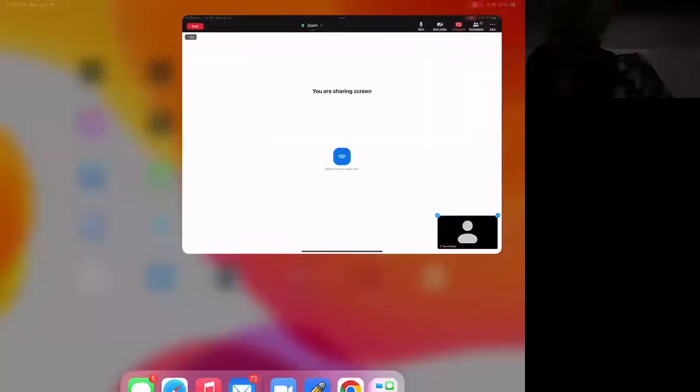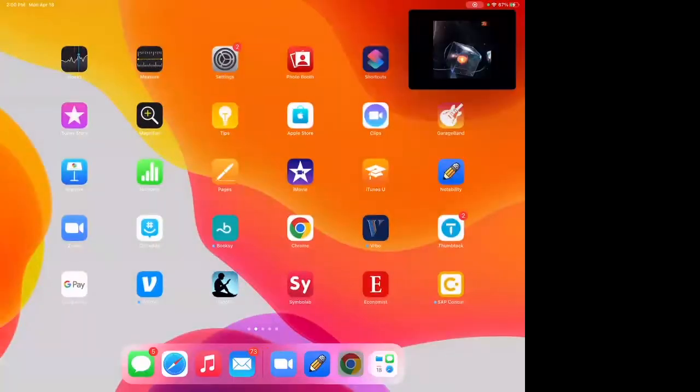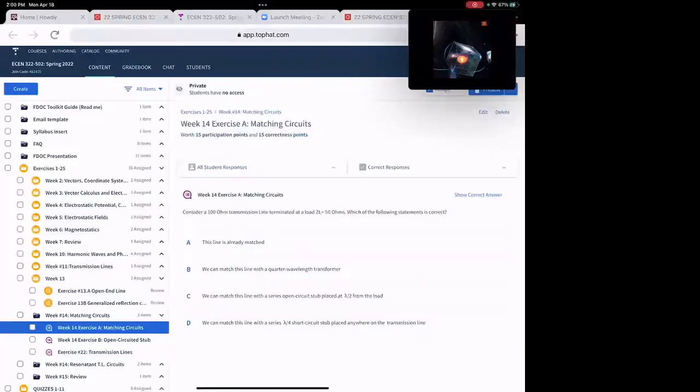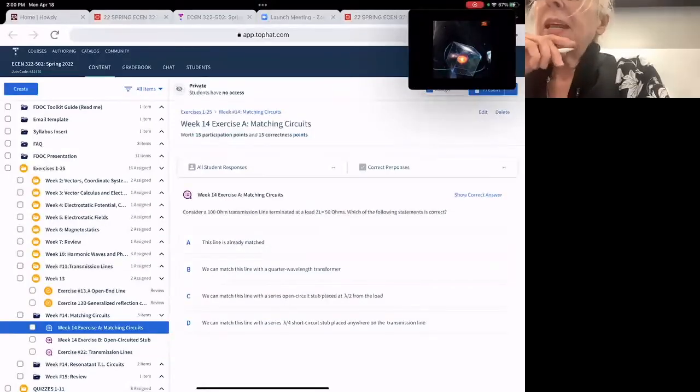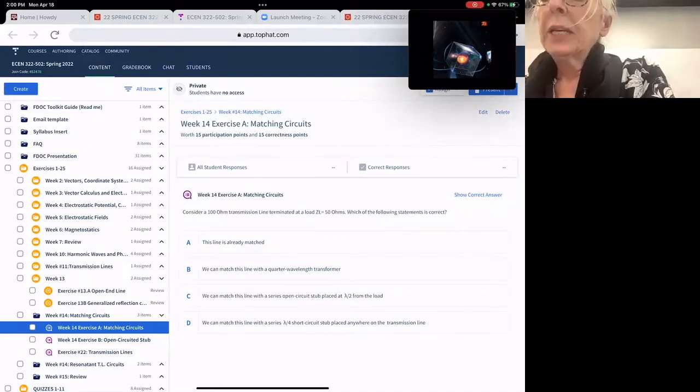All right, so here, now it says the following. Consider a 100 ohm transmission line, Z naught is 100 ohms, terminated at a load which is 50 ohms. Which of the following statements is correct? The line is already matched. We can match this line with a quarter wavelength transformer, and we can match this line with the other two things that I gave you.